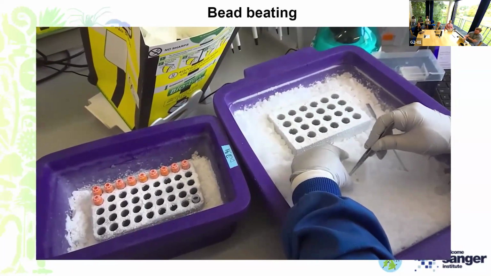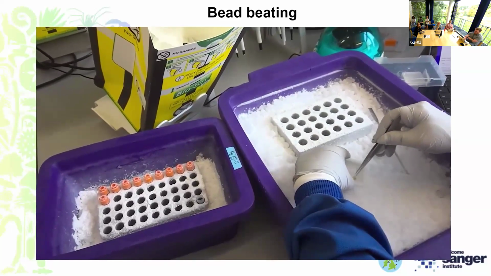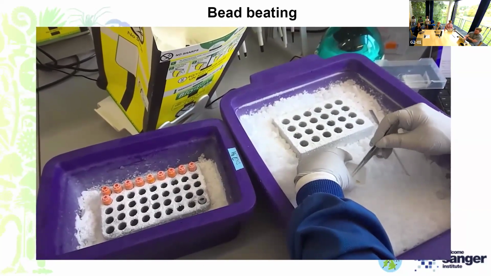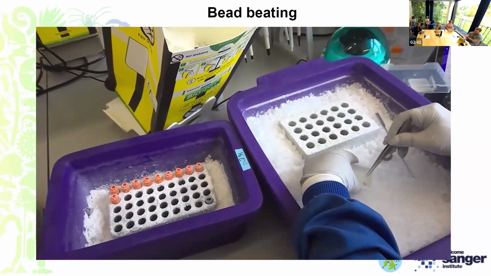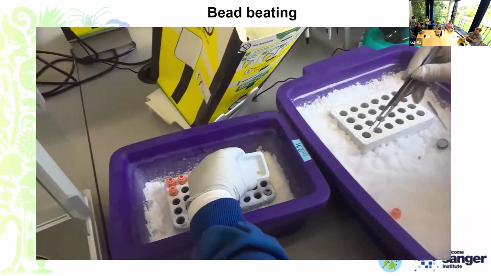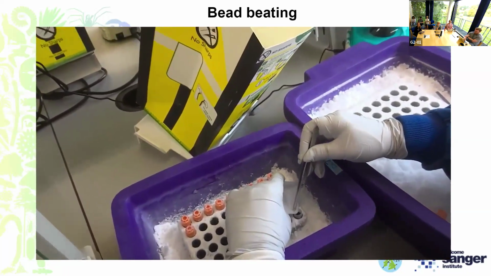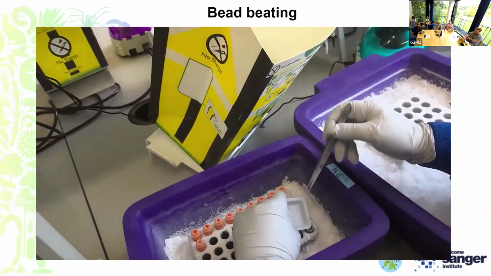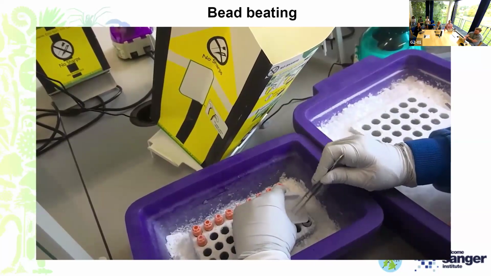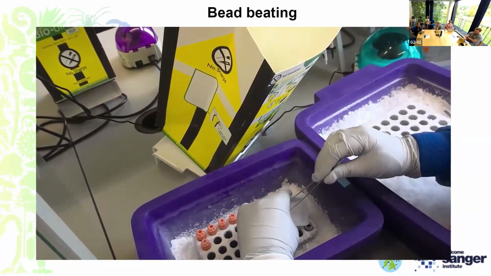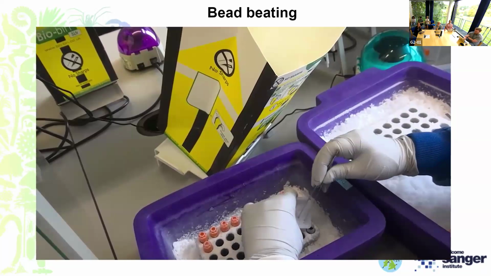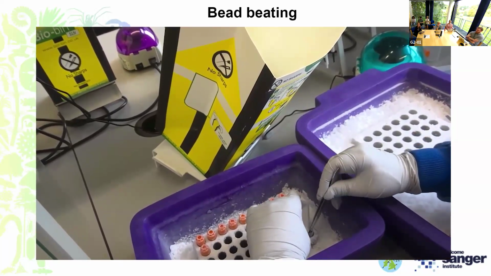If the sample has been preserved in ethanol or another preservation solution, this bead beating stage can be more challenging because the sample maintains the liquid and is more wet even after the bead beating process. So flash frozen dry samples are definitely the best for this protocol.